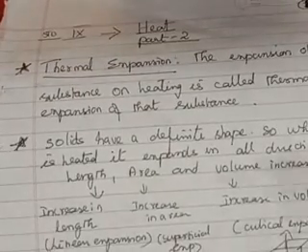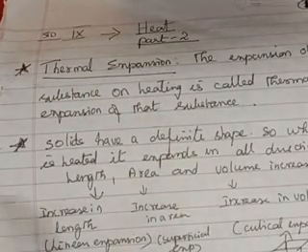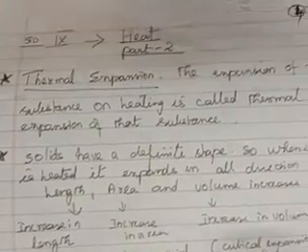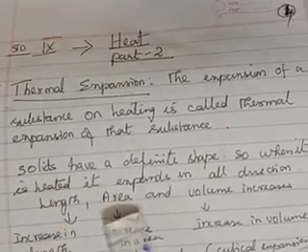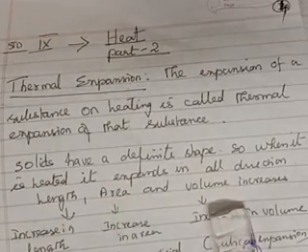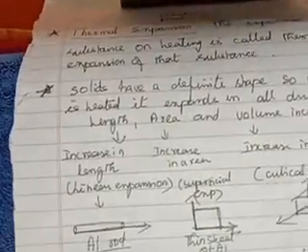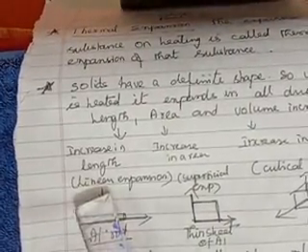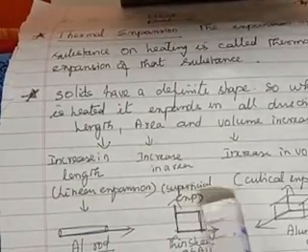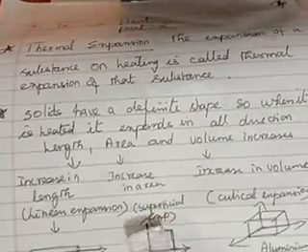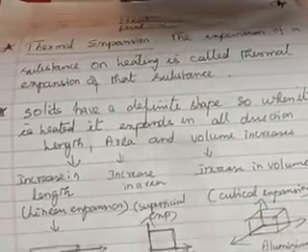So, you know very clearly, solids have a definite shape. When it is heated, what happens? It expands in all directions. So, the length increases, the area increases, and the volume increases. Do you remember we learned in 8th standard in detail about the increase in length, which is linear expansion, increase in area, which is superficial expansion, and increase in volume, which is cubical expansion.